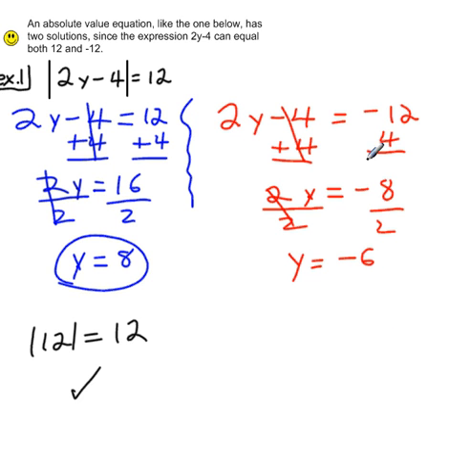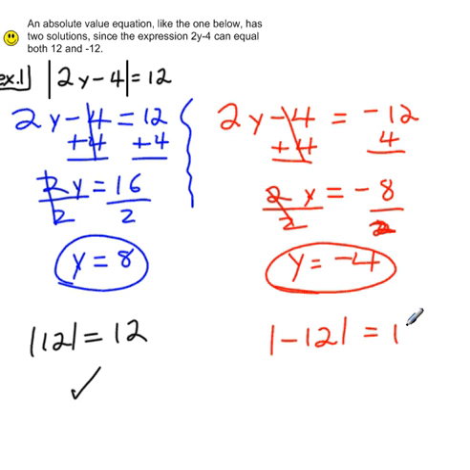Y is equal to, and I made a boo-boo on my earlier problem. Some of you guys have probably already seen that. -8 divided by 2 is -4. Okay? Now, let's check this one together. 2 times -4 is -8. -8 minus 4 more is the absolute value of -12. And the absolute value of -12 is also 12. So both of these check out.